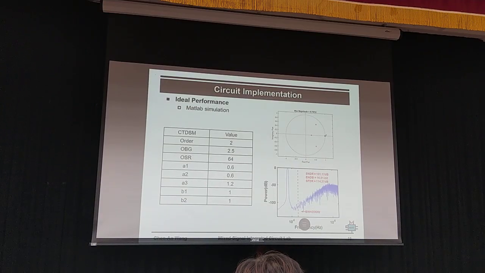This slide presents the ideal performance result of our behavior-level simulation conducted in MATLAB. As shown in the power spectrum, the ideal peak SNDR reaches 101.17 decibels, which corresponds to an ENOB of 16.51 bits. This provides strong theoretical support for the feasibility of our proposed architecture.